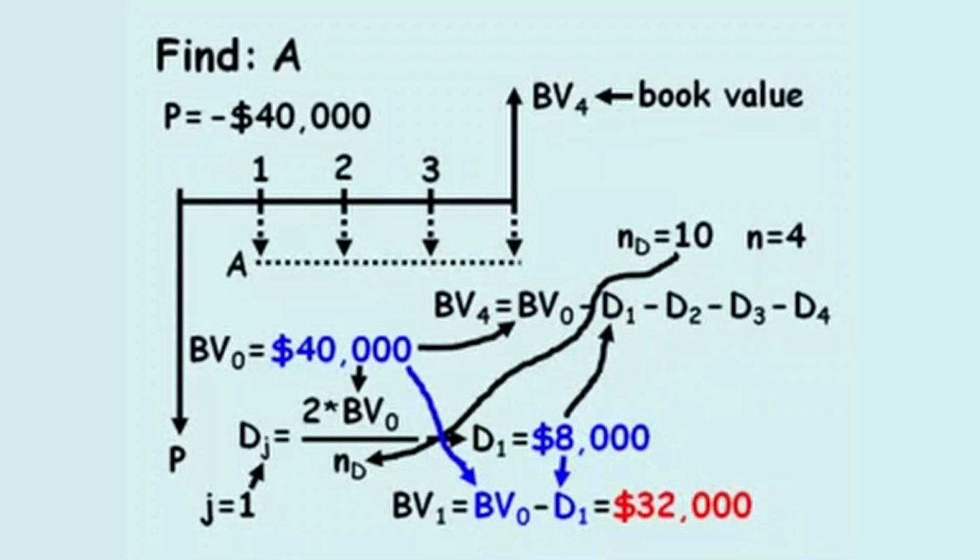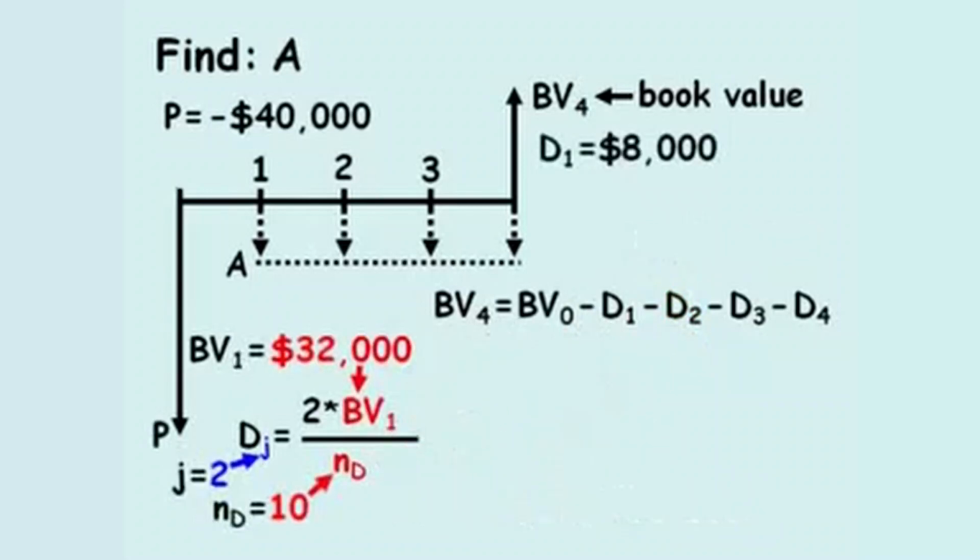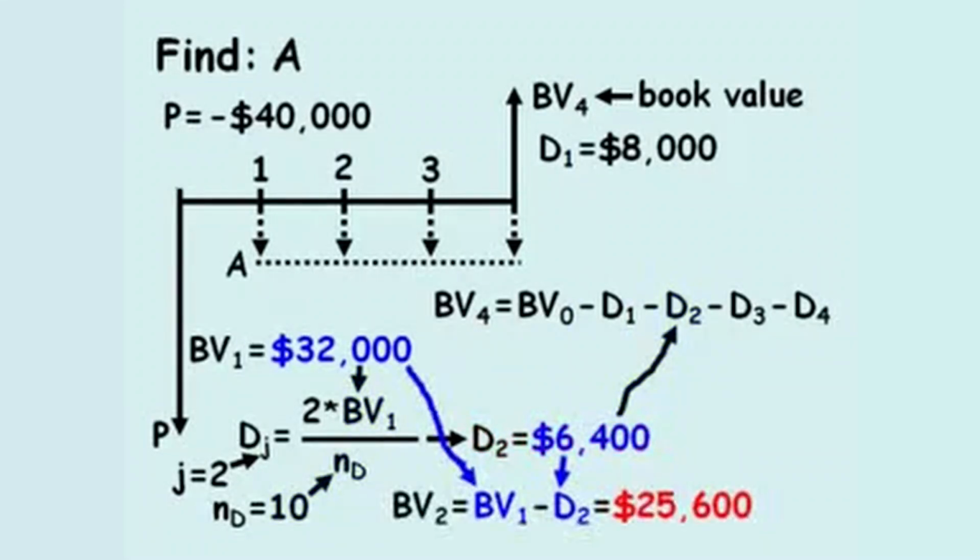Next, we'll compute the depreciation in the second year, D2, by plugging in the book value at the end of the first year and 10 for ND, and the depreciation in the second year equals $6,400. This makes the book value at the end of the second year equal to $25,600.